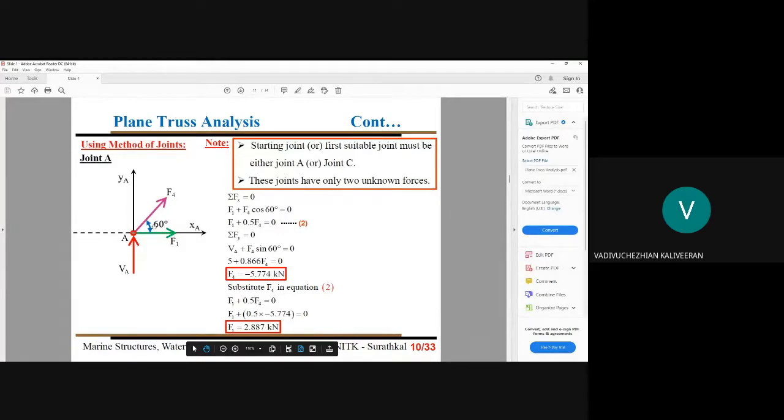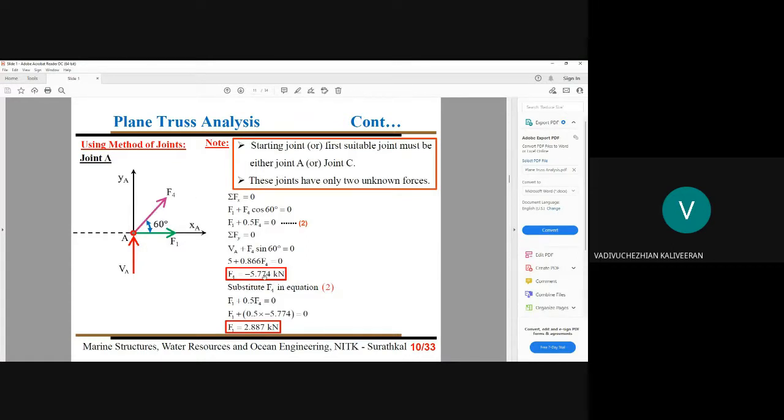But when you think about your member AD or member 4, it is subjected to compressive load only. We started with the tensile part, that is our assumption. But after solving our equilibrium equation, our F4 or FAD is attached with a negative sign. So now we conclude that this member is under compression.